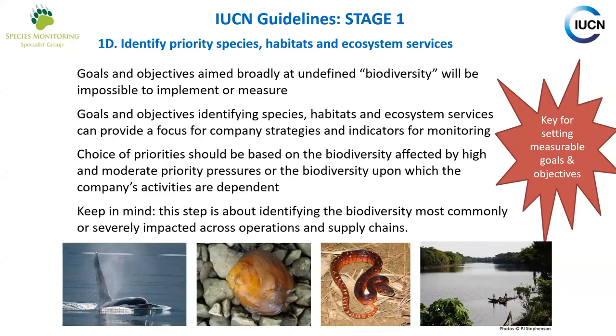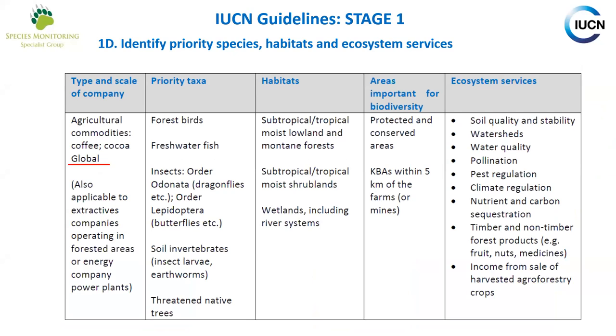And again, some examples here. This is an example for a large multinational company operating globally in the agricultural sector. And for companies like that with multiple supply chains, the level of detail about priority biodiversity will be broader. So in terms of taxa, they might rest at, say, forest birds or freshwater fish. Habitats might be broad, such as just wetlands. We also encourage companies, like several other standards do, to identify areas important for biodiversity. So any protected and conserved areas or key biodiversity areas close to operations that could also be a focus.